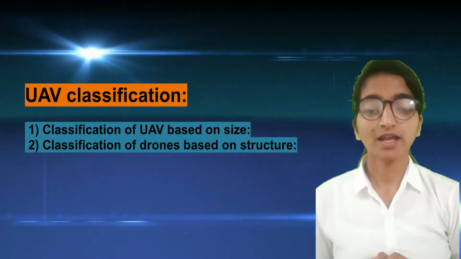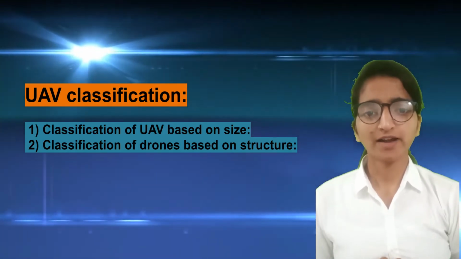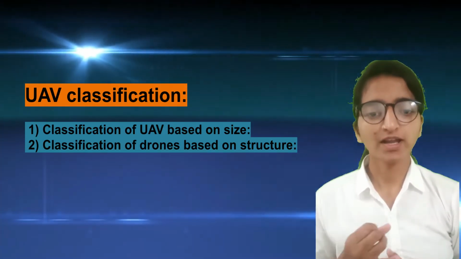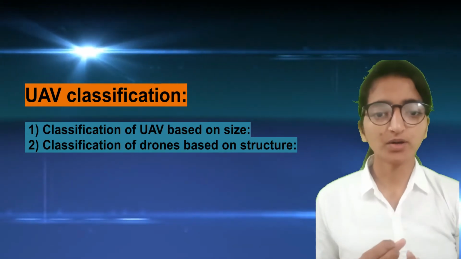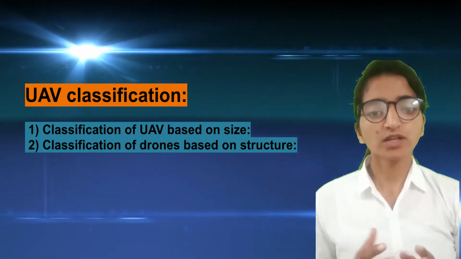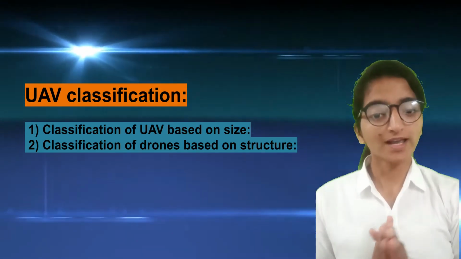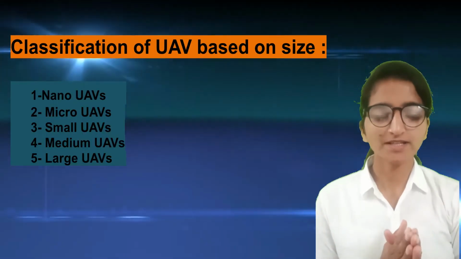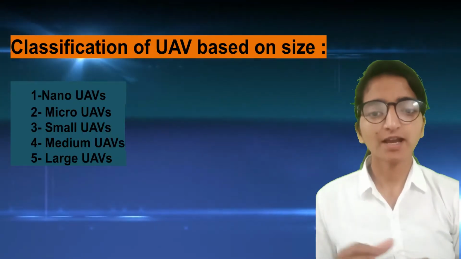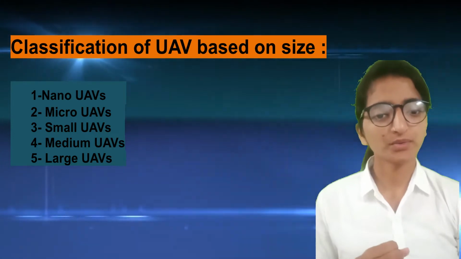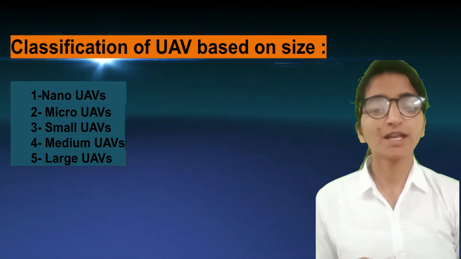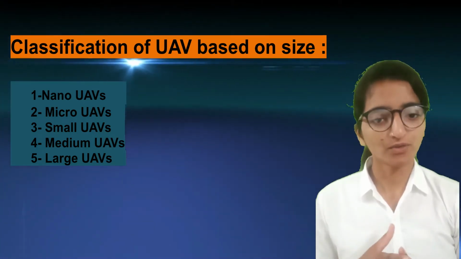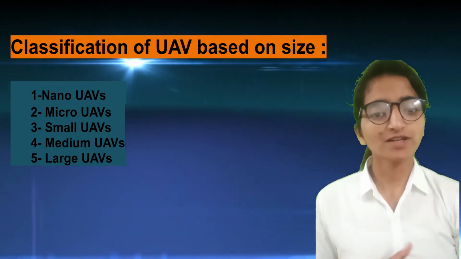So let's start with the classification of drones. Basically, drones are classified into two types. Number one, on the basis of size, and number two, on the basis of structure. If we talk about drone classification on the basis of size, then basically it is classified into 5 types. Number 1, micro. Number 2, nano. Number 3, small. 4, medium. And the last one is large drones. So let's see all these categories in detail.